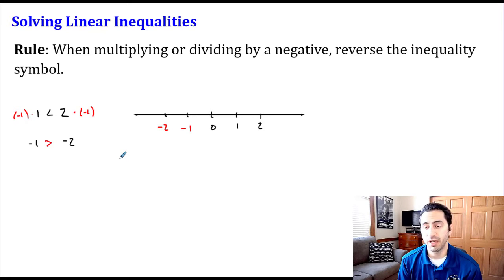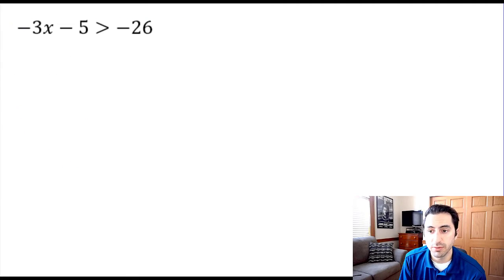Another way you could think about that is because 2 is farther away from 0, when we multiply by negative 1, negative 2 will also be farther away, making it a smaller number. So whenever you multiply or divide by a negative, we need to switch the sign so that our inequality still makes sense. Okay, so keeping that in mind, let's do a couple examples.